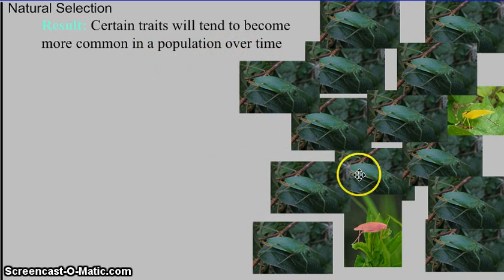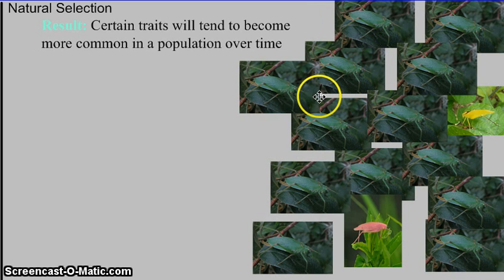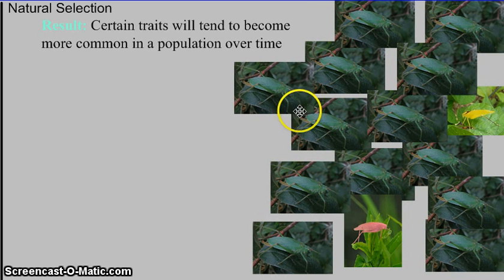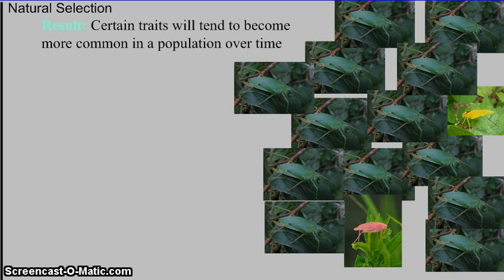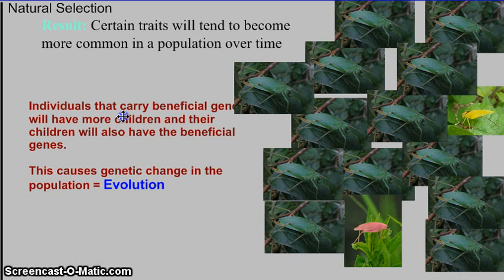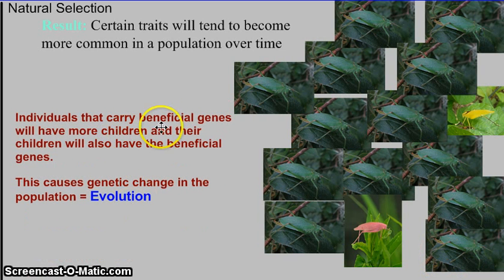over time. Over many generations, those genes, those mutations that produce a green trait, are going to be more likely to survive, more likely to pass on their DNA, and therefore those traits will become more common. So individuals that carry beneficial genes will have more children. Their children will also have the beneficial genes, in this case the green coloring, to help them blend in.